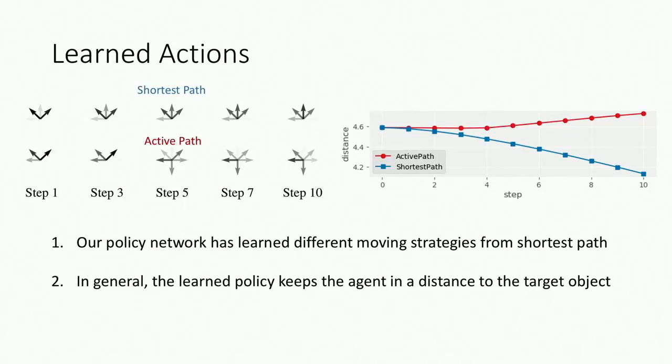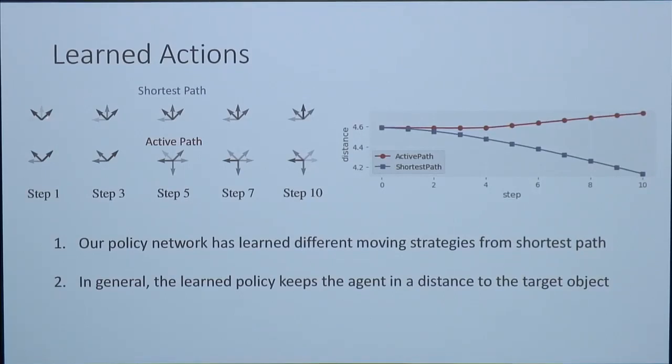And finally, we want to show the learned actions. This is a distribution of actions across different time steps. The arrow pointing up is move forward, and then move left, move right, turn left, turn right, and move backward. As you can see, the learned pattern is very different from the shortest path. We can also observe this difference here. The shortest path, of course, approaches the target object, but our learned path does not necessarily approach the target object. It may just shift left, shift right, move forward, even move backward, to help understand the object.